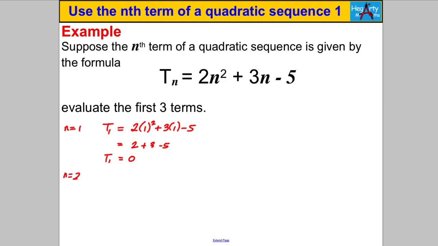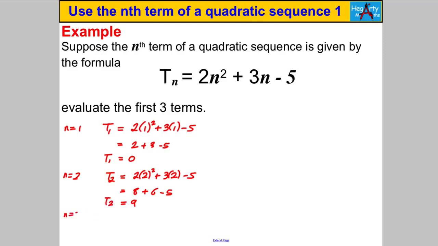Let's then make n be 2 and try and work out T2, i.e. the second term. So that's going to be 2, bracket 2 squared, add 3, bracket 2, take away 5. 2 squared is 4, times 2 is 8, 3 times 2 is 6, so 8 add 6, take away the 5. And that's going to give us the answer 9. So T2 is equal to 9.